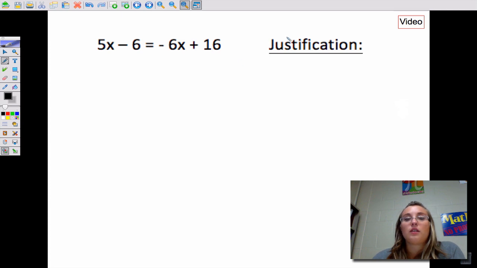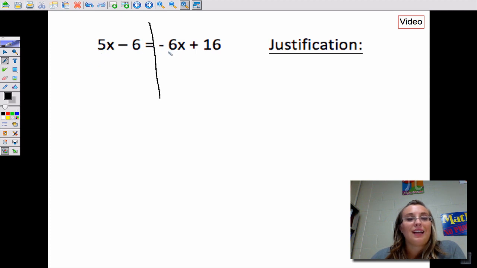All right, so we're going to talk about what it would look like to justify each step. Okay? So we can see that we can skip step 1 because there's no parentheses. So step 2 is combining terms on each individual side. There's no like terms on the left, there's no like terms on the right. So I know I got to go to step 3, which is to get the terms all on one side.